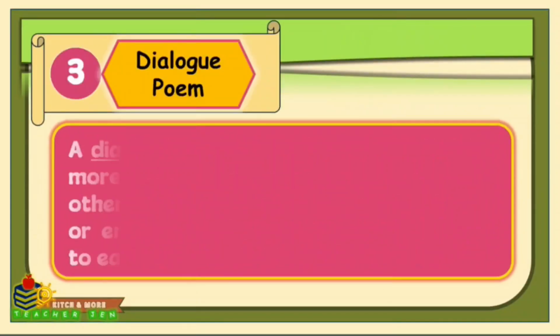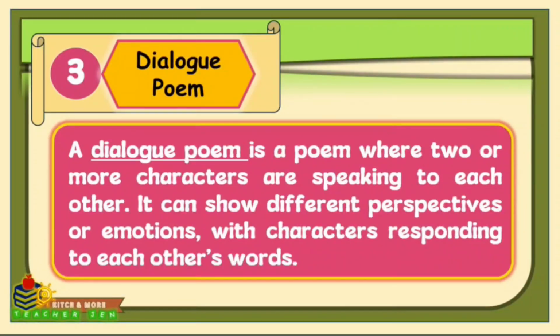Next, let's have dialogue poem. A dialogue poem is a poem where two or more characters are speaking to each other. It can show different perspectives or emotions with characters responding to each other's words. This type of poem often mimics the feel of a conversation or a debate. A dialogue poem is like a conversation in poetry. It's when two or more characters are talking back and forth. Imagine your best friend saying something and you reply just like that, but in poetic form.